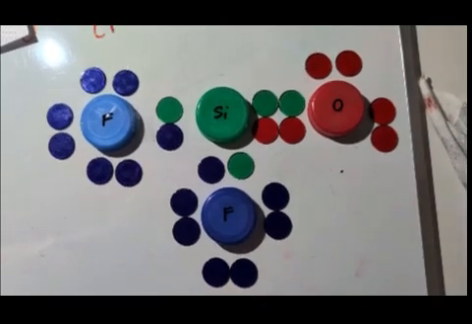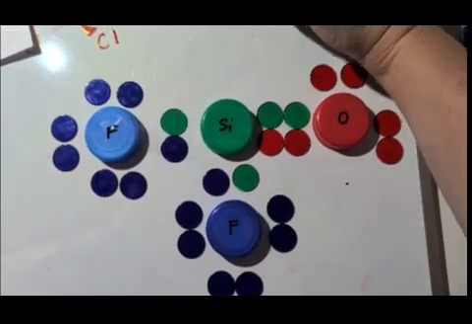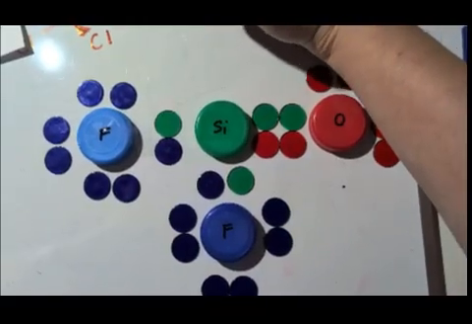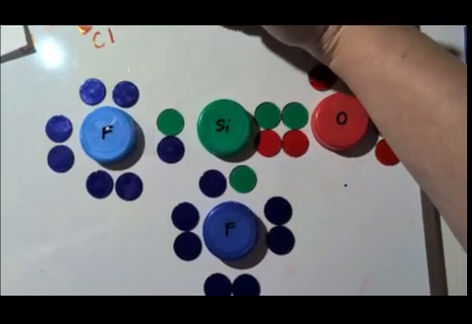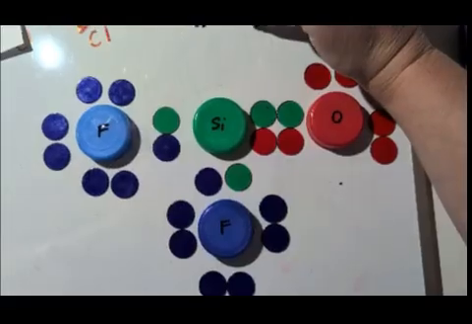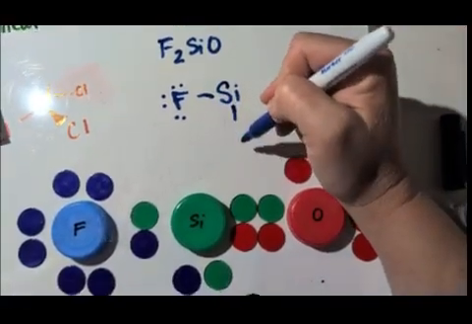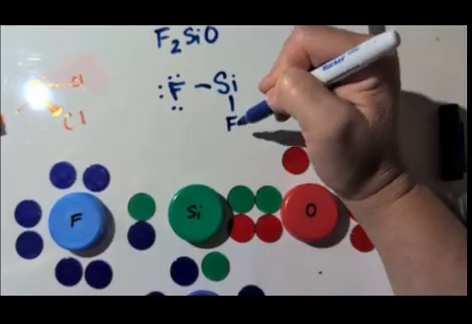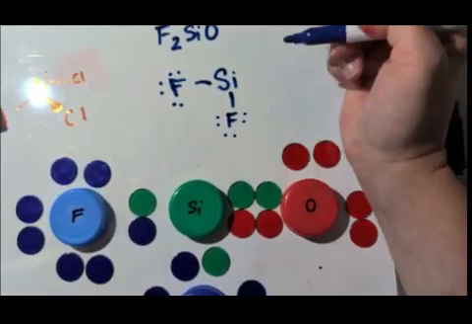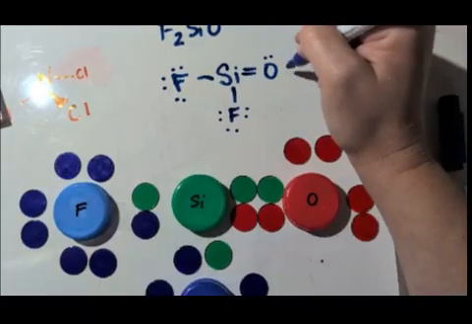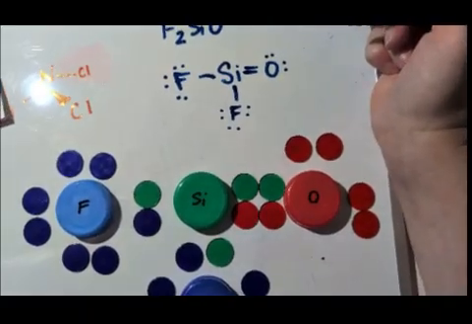So let's redraw this. So we have Si in the middle. We have a single bond on this side. We can finish drawing the dots that are there. We have a single bond coming down from that to the other F, and then we can go ahead and add the extra dots that are there. And then we have a double bond going to the O with two of the sides filled up.